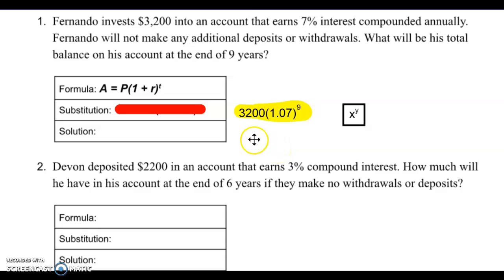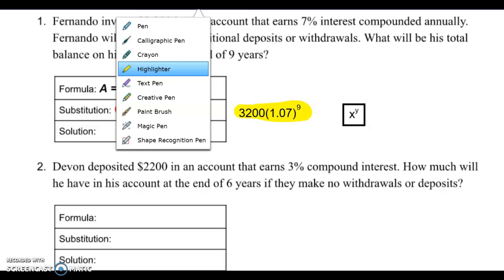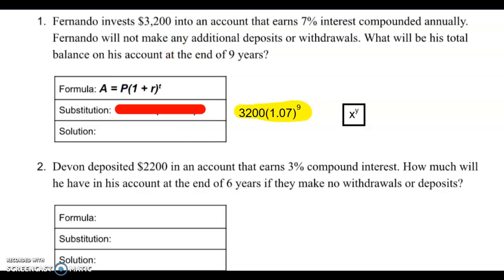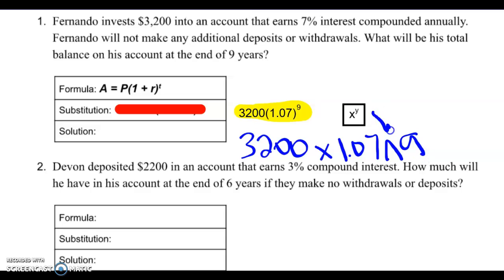What I did was I typed 3200. Okay, so let me change to another writing. I took 3200, I multiplied by 1.07. I used that X to the Y. I'm going to put a little caret right there as my exponent key. So I pushed that key right there, did the 9, and as a result, I got the following answer.